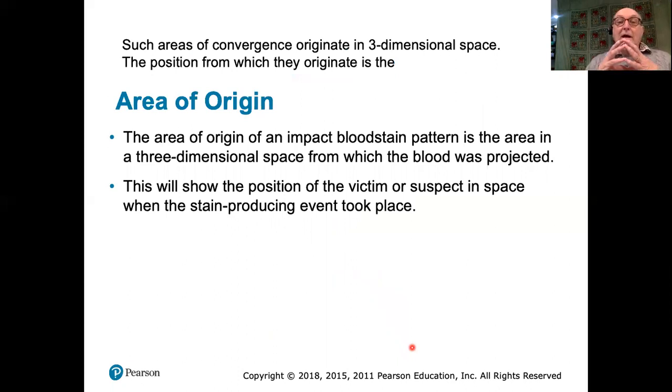And that will show us where in three-dimensional space the victim was standing. It can also, by the way, show us, if it's cast-off blood that we're looking at and the person was standing in a place casting off blood, where a perpetrator was standing when cast-off blood was produced.